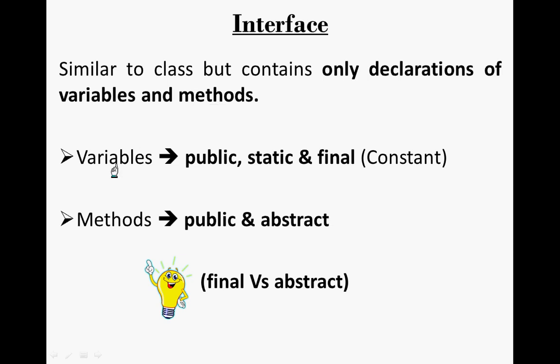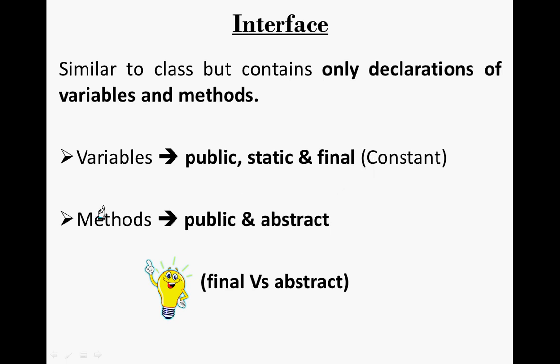By default, interface variables are public, static, and final. So what is public here? The visibility level. What about static? Without creating an object for the interface, we can invoke those interface variables. Next, final. What is final? It will become a constant.